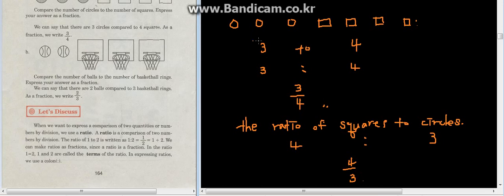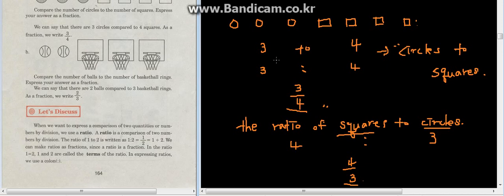Here we found the ratio of circles to squares. But here we find the ratio of squares to circles. Here the order is opposite and the result is totally different. So when you use a ratio, be careful of the order.